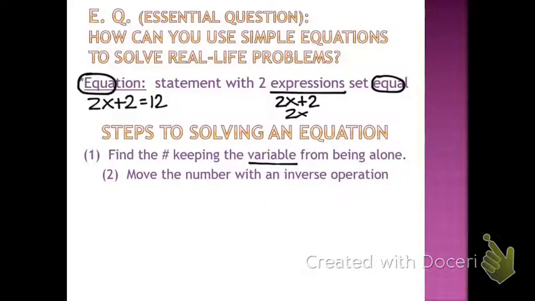Maddie? It's a letter in your math problem, all right? So, variable. The whole point of solving an equation is to get the variable by itself. So we have to find the number that's keeping the variable from being alone. Then, step 2, we have to move that number to the other side of the equation with an inverse operation.